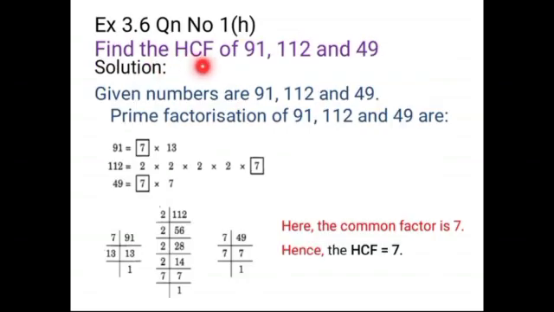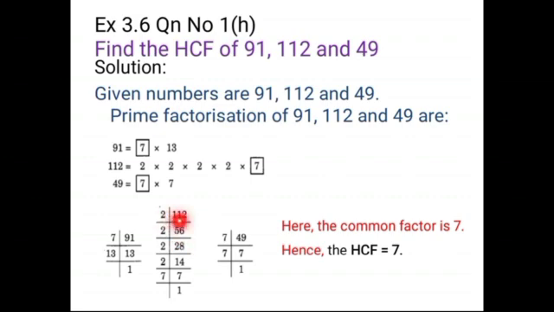H part of the question number 1. Find the HCF of 91, 112 and 49. Here the given numbers are 91, 112 and 49. First of all, we have to find the prime factorization of the given numbers. So, 91, which is divisible by 7. 1 7 is 7, remainder is 2, 21, 3 7s are 21. 13 is a prime. So, 91 is 7 times 13. Next, 112, which is divisible by 2.